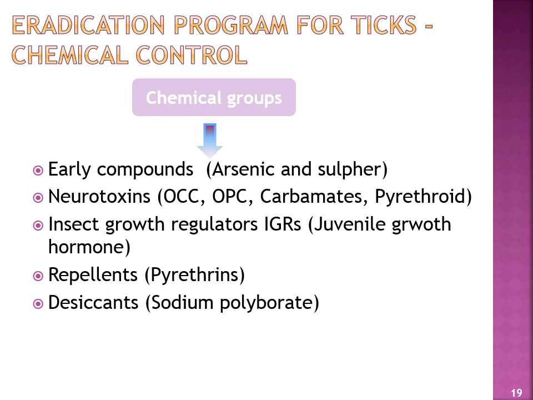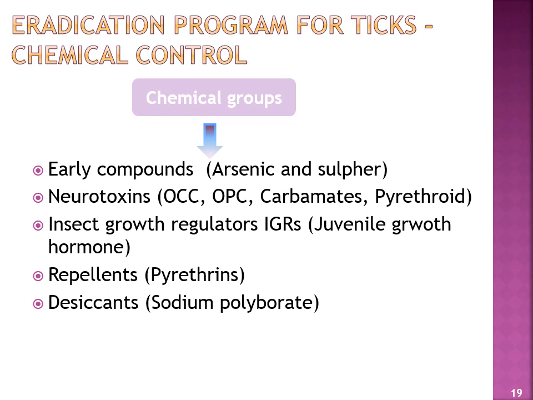The chemical control program includes the early compounds such as arsenic and sulfur, and this group of chemicals is banned. Arsenic caused severe and profuse damage to the environment, so it is banned and not used frequently now. The group of neurotoxins, the organochlorine compounds, has been banned for more than 20 years because of the environmental impact.